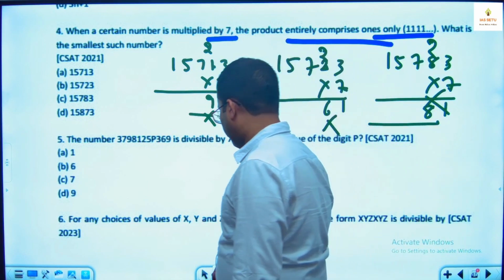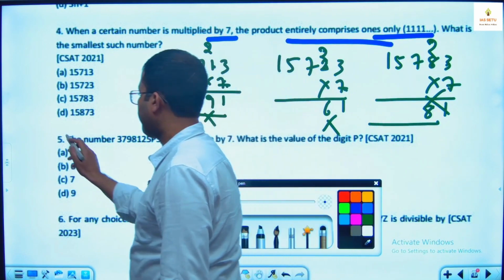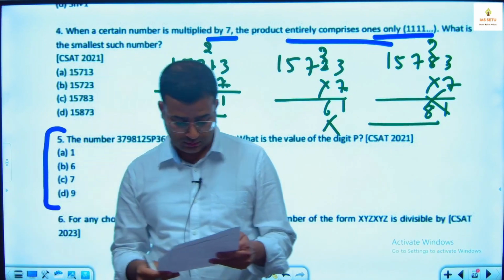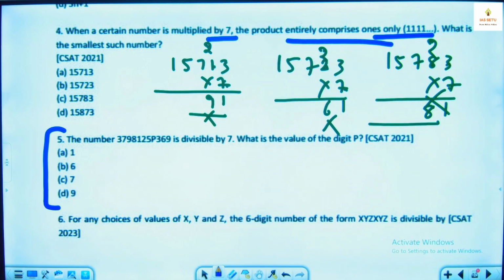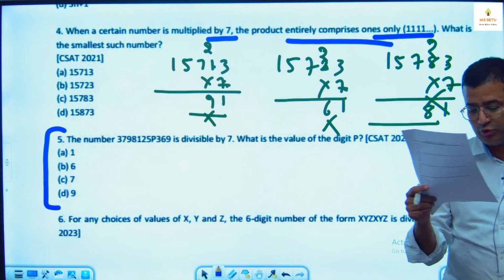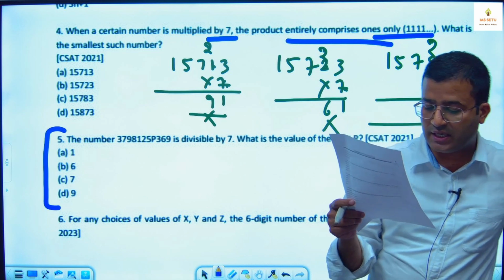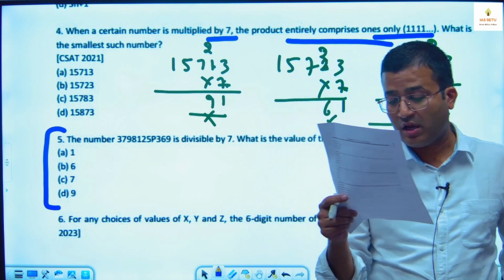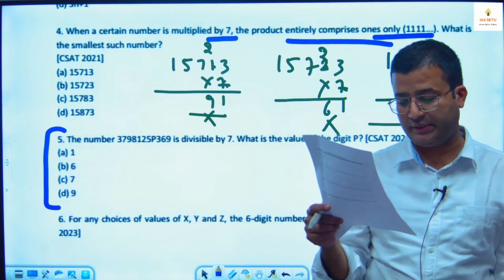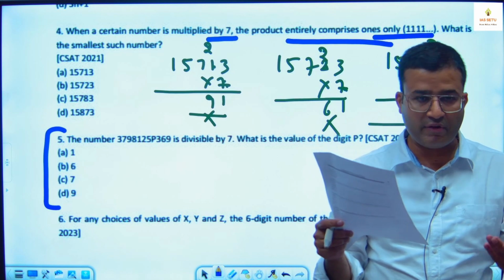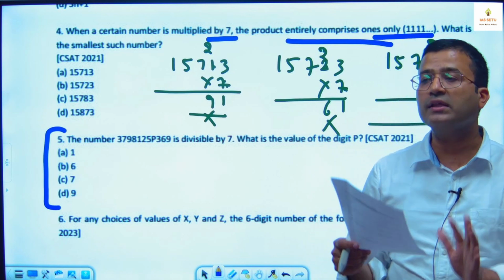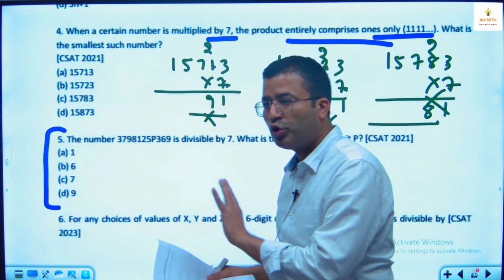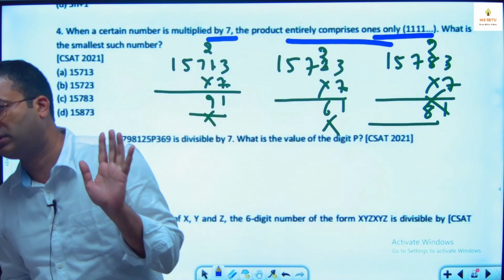Next is question number 5. The number 3798125P369 is divisible by 7. What is the value of the digit P? You have answer options available: 1, 6, 7, 9. You can use answer options. Otherwise, I have not taught you the new method of divisibility of 7.